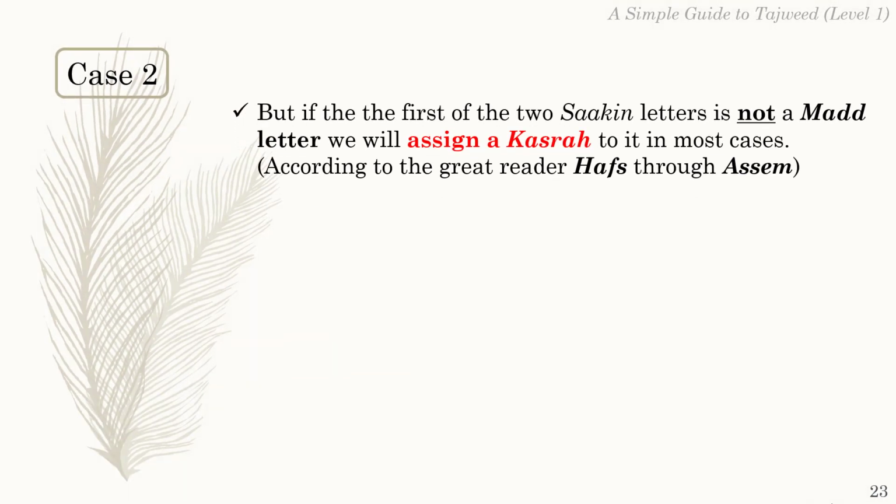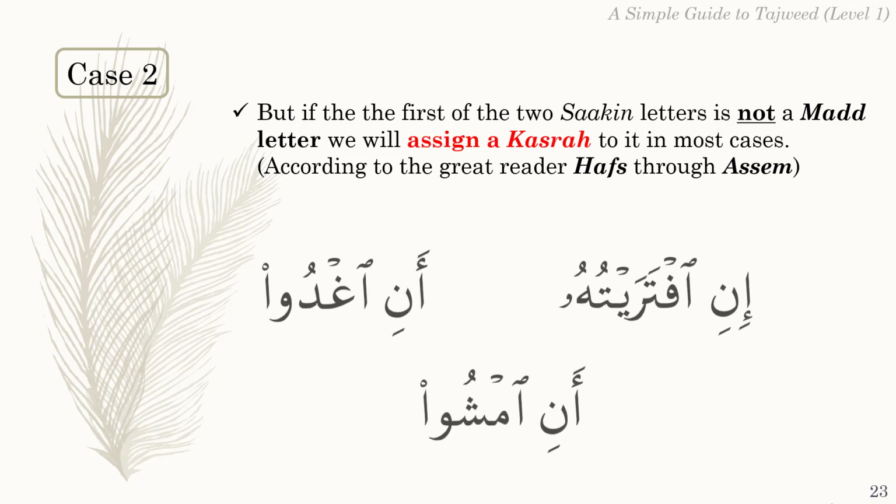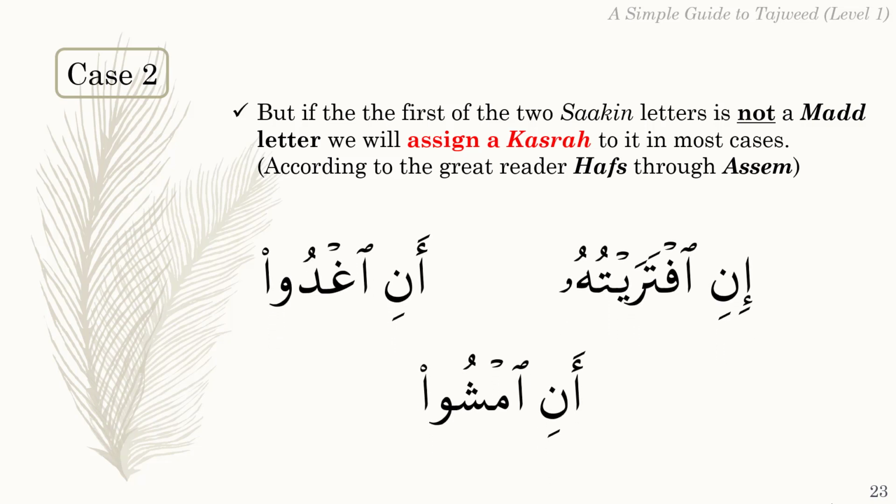Today we will focus on the second case where the first of the two second letters is not a mad letter, so we will assign a kasra to it. In these examples, the noon in the word an and in is originally second, and the kasra has been assigned to avoid reading two second letters following each other. The first second was the noon sakina, and the second is the fa in the first example, and ghain in the second example, and mim in the third example.